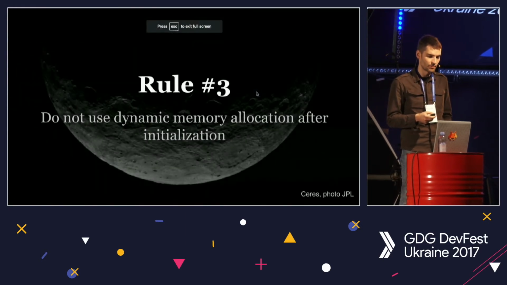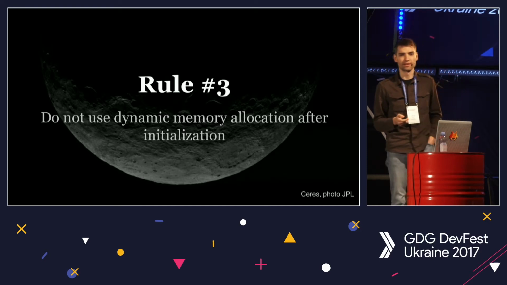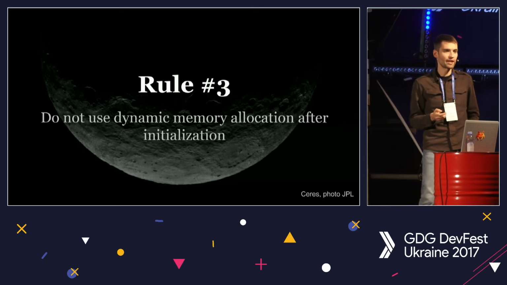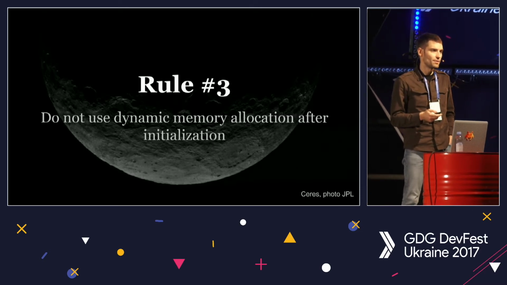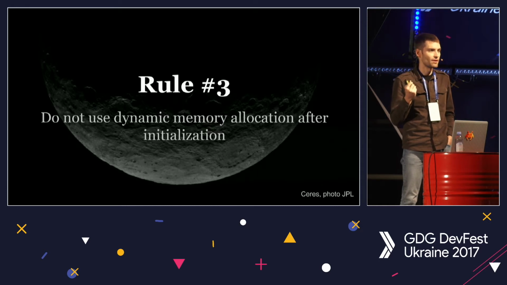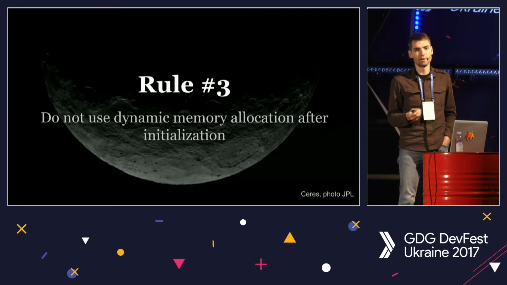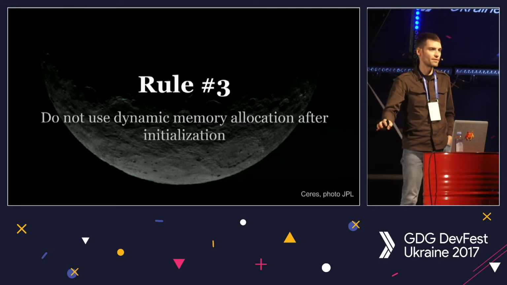Rule number 3, do not use dynamic memory allocation after initialization. Here you can also be skeptical, like there is only dynamic memory allocation in JavaScript. But what it says actually behind the scenes is: respect RAM. We as web developers do not respect memory. We say the JavaScript virtual machine will do everything for us.